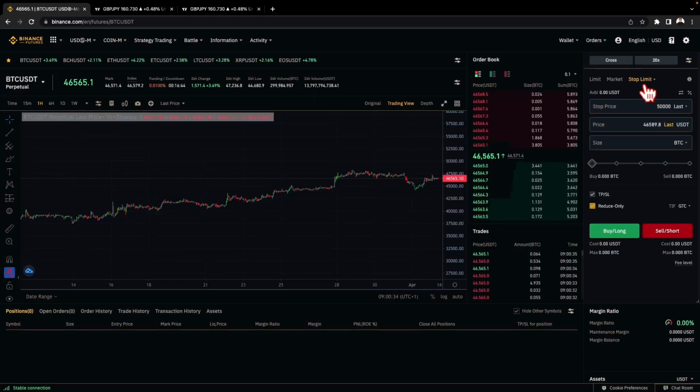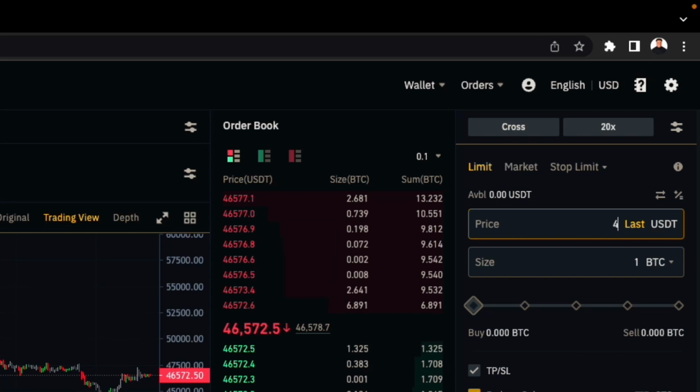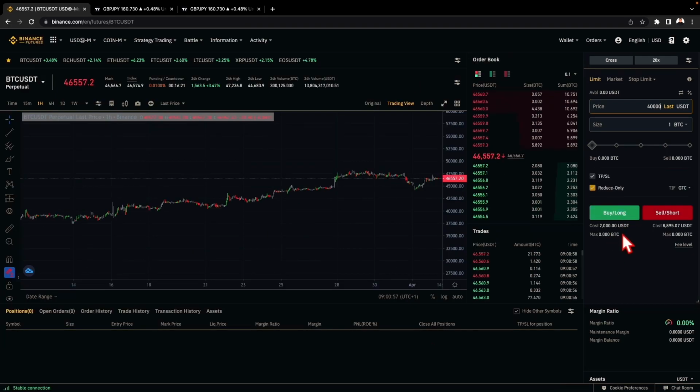So in order for you to use a stop limit on Binance, first of all, you have to use a limit first. I want to buy Bitcoin when the price is $40,000, which you are seeing here. Now I can click on buy long. Take note, the price here is $40,000. So that's when Bitcoin has dropped to 40K. That's when I want to buy.